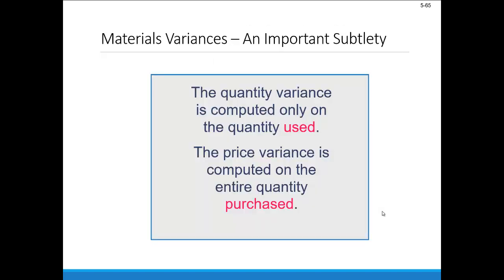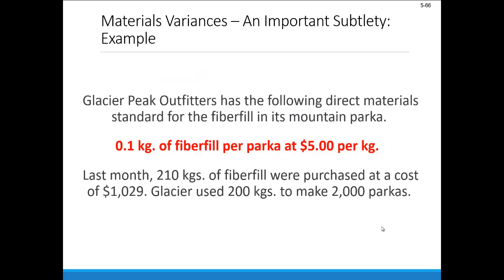Now, one other thing, a caveat to be aware of here: the quantity variance for materials is calculated only on the quantity used. The price variance, though, is calculated on the entire quantity purchased, and sometimes the timing of those isn't in the same period. We may buy materials and not use them till later. So if we have that case, we can actually extend our variance analysis to isolate the price and quantity variances at the same time a bit better.